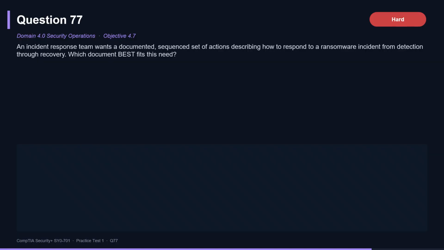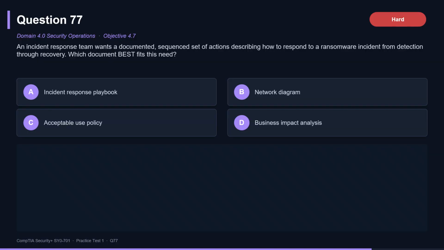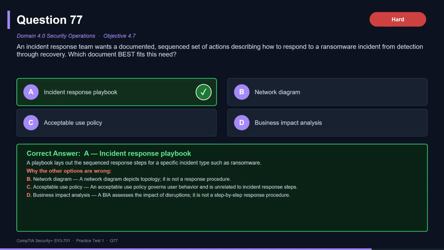Question 77. An incident response team wants a documented, sequenced set of actions describing how to respond to a ransomware incident from detection through recovery. Which document best fits this need? The correct answer is A, Incident Response Playbook. A playbook lays out the sequenced response steps for a specific incident type, such as ransomware.